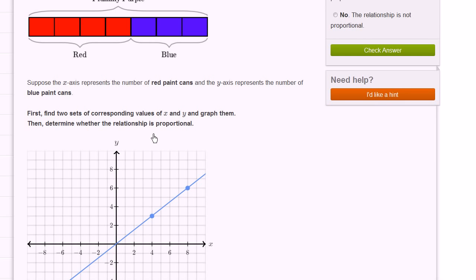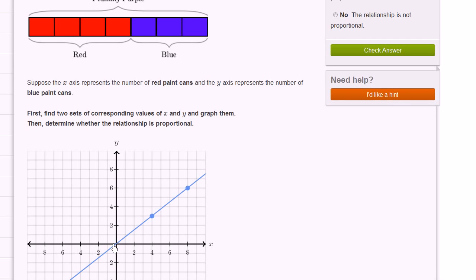So you have a proportional relationship if the ratio between these 2 variables is always the same. And we already said the ratio between them is always the same. The ratio of blue to red is always going to be 3 to 4. Another sign that this is a proportional relationship is that it's a line, and not only is it a line, but it's a line that goes through the origin.